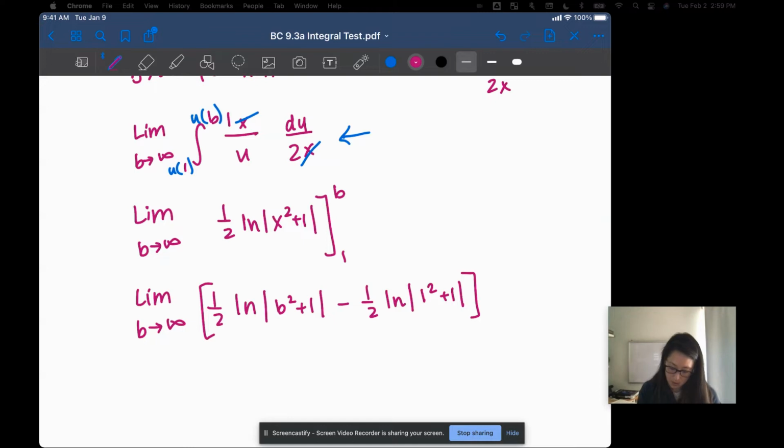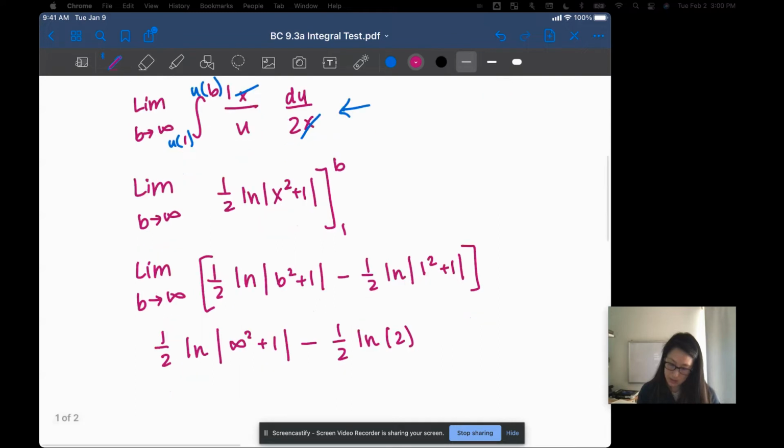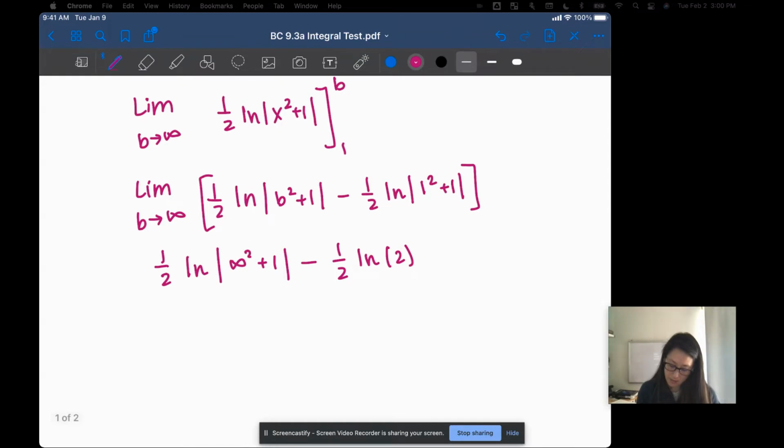All right, so now I can go ahead and substitute my infinity squared plus 1. The plus 1 really doesn't do anything. Minus 1/2 times ln of 2. Okay, so what I get is ln of infinity is just infinity because the curve of ln just increases, so slowly, but it increases. So minus a value, half ln.